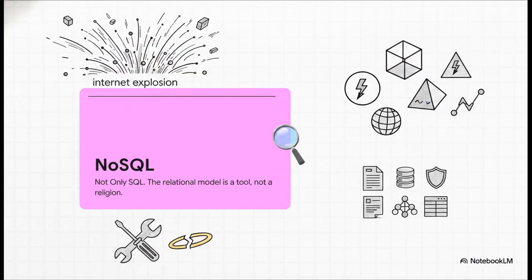So the crucial point we have to get straight right away is that NoSQL actually means not only SQL. The industry's response to that massive internet explosion we just talked about wasn't just to invent a single new database. Instead, it spawned an entire category of databases, and each one made a very deliberate, surgical sacrifice to win a specific superpower. It's really the realization that the relational model is just a tool, not a religion. Choosing a database today is all about picking the exact right architectural superpower over a flawed one-size-fits-all solution.